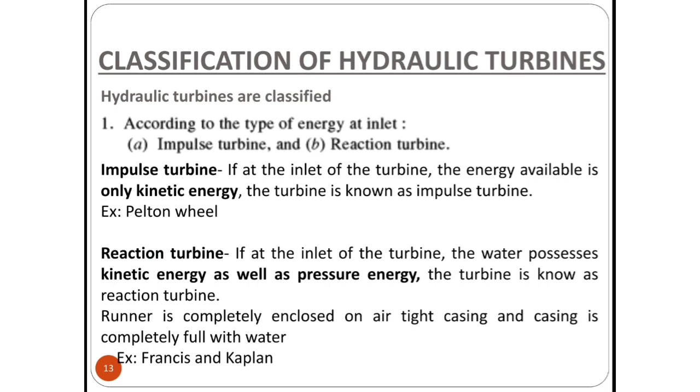So if at the inlet of the turbine water has kinetic energy as well as pressure energy, then the turbine is known as a reaction turbine. So here in the reaction turbine the runner is completely enclosed in the airtight casing, and the casing is completely full with water. Since the runner is completely enclosed and water gets filled here, it will result in pressure inside that casing. So in the reaction turbine there will be kinetic energy as well as pressure energy. The examples are Francis turbine and Kaplan turbine.